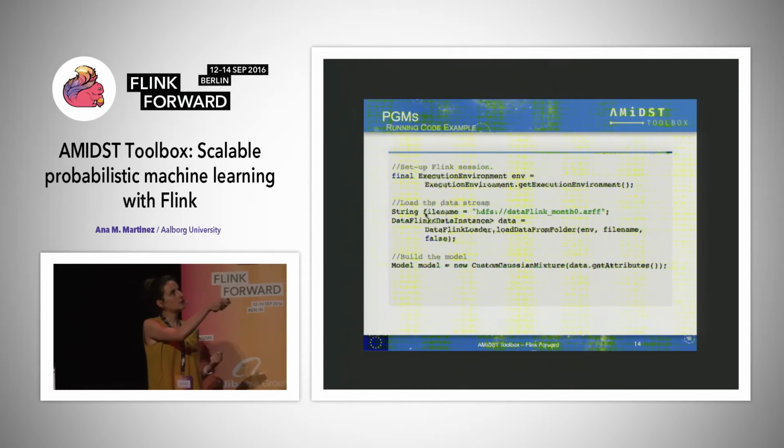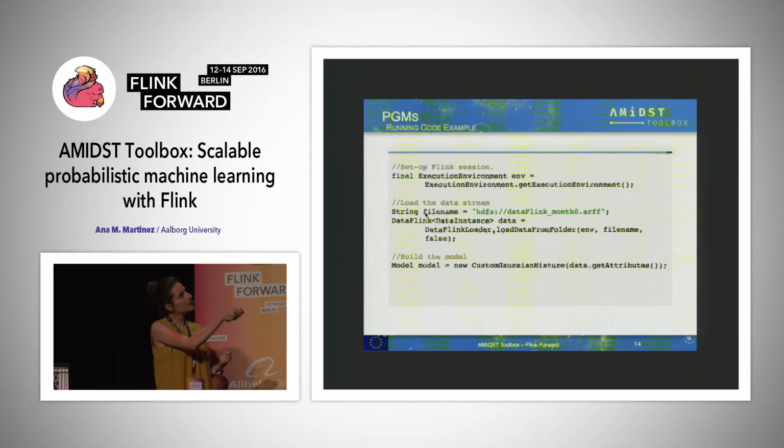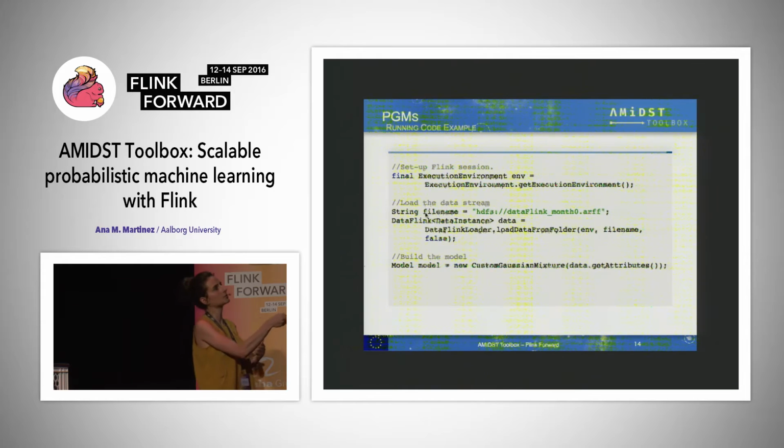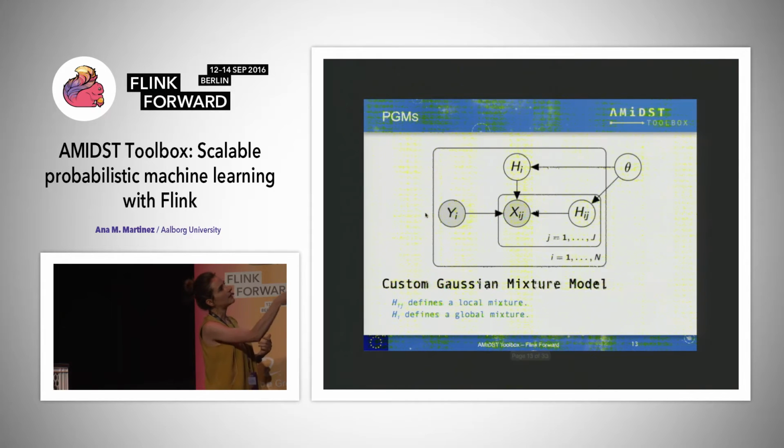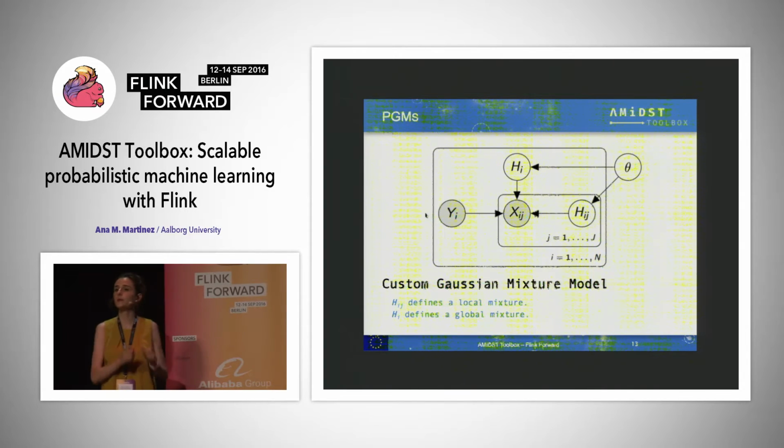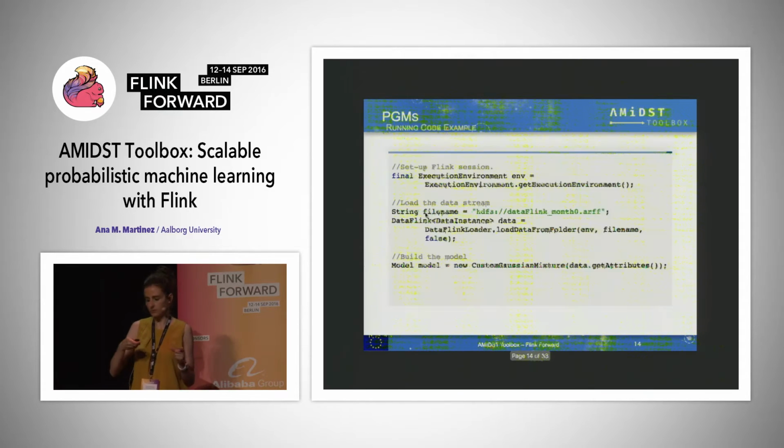This DataFlink is also extended to incorporate information about the attributes. Once the data is loaded, you just have to create the model, and for that, in this case, you just call this class, custom Gaussian mixture, that creates this model for you, using this probabilistic language to specify the different nodes and the links between the nodes.